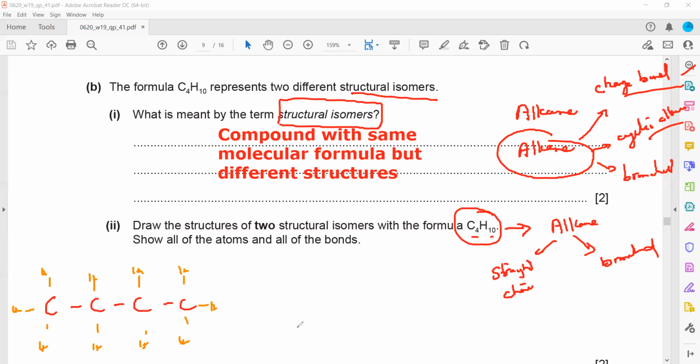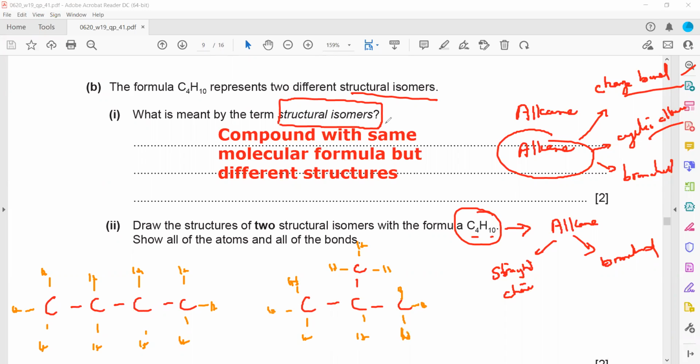And to draw a cyclic, we draw 3 carbon in a straight line and 1 as a branch. So this will have 3. This will have 3. This will have 3 and this will have 1. So these are the 2 structural isomers.